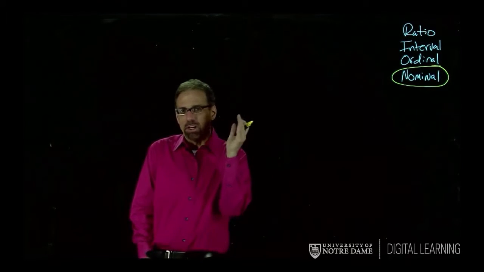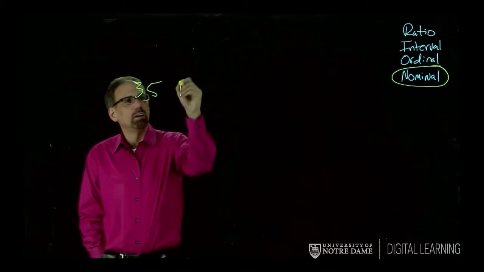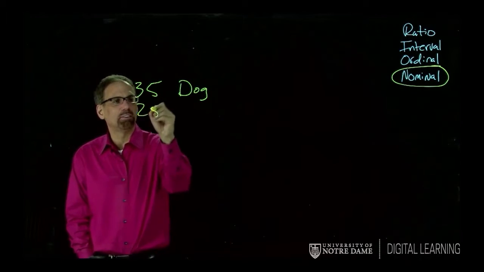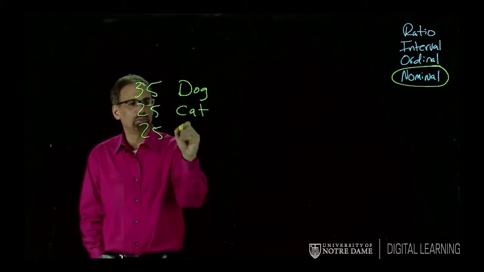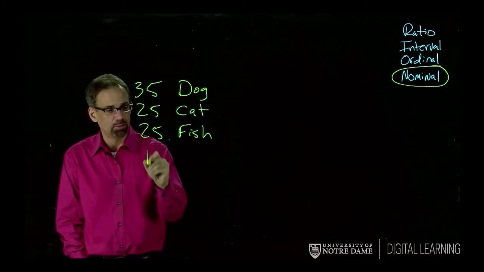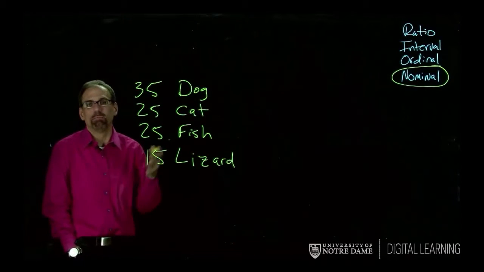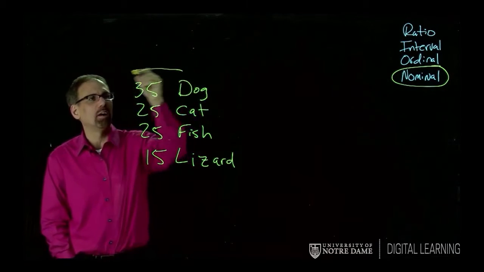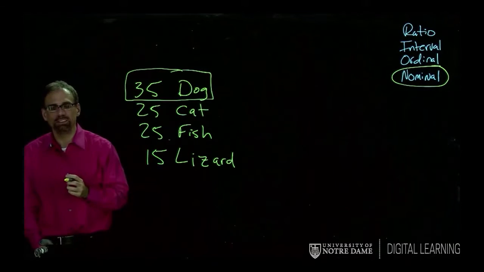Suppose I just asked 100 people, what's your favorite animal? Okay, and 35 said dog was their favorite animal. 25 said a cat. 25 said fish. And 15 lizard. All right, so what's the mode in this case? Well, it's fairly obvious. It's the dog, right? The dog is the category with the most cases.